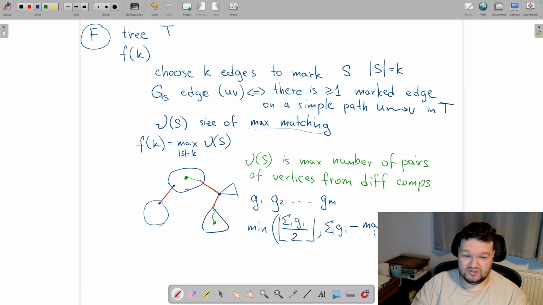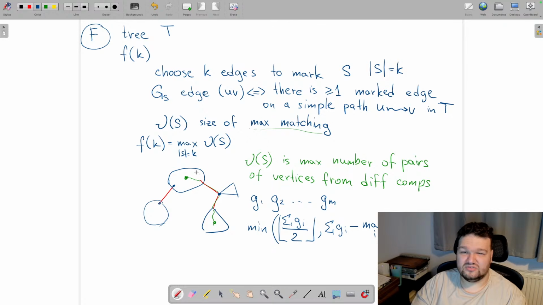So now that we know that, let's go back and look at what we want to find. So we want to calculate f of k for every k. F of k is now the following. We need to choose k edges, then we cut them, and calculate the sizes of the components we will get. There will be exactly k plus 1 components. And then we want to maximize this thing.